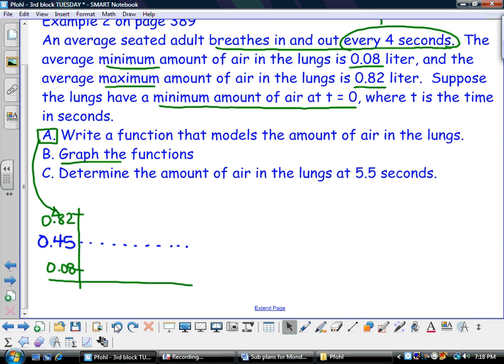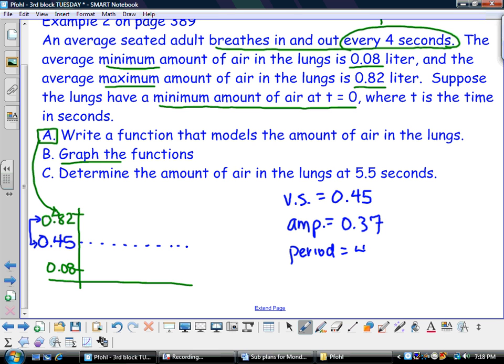So this midline is actually our vertical shift. We have a graph that has a vertical shift of 0.45. What's the amplitude? The amplitude is the distance from the middle to the top or from the middle to the bottom. So subtract 0.82 minus 0.45. The amplitude of this graph is 0.37. We already said the period of the graph was 4 seconds. So if I'm graphing it, I can mark the period on my x-axis, cut it in half, cut it in half again, and count to get the last spot.